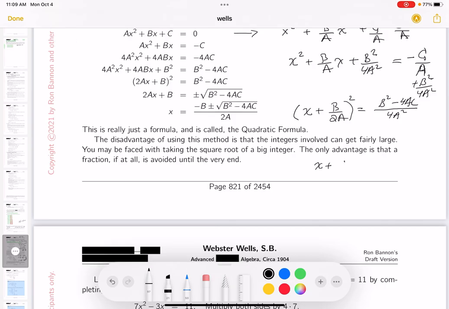So x plus b over 2a equals plus or minus. Well, let's be really careful here. What are you going to get? The root of b squared minus 4ac over 4a squared. All right? Now, this might seem a little outrageous to you, but let's just go for it. B over 2a plus or minus. Whoops, I forgot the equal sign there, didn't I? Plus or minus. Well, the top is just simply the root of b squared minus 4ac. Now, the bottom's a little more complicated, but the square root of 4 is 2, and the square root of a squared is actually the absolute value of a.